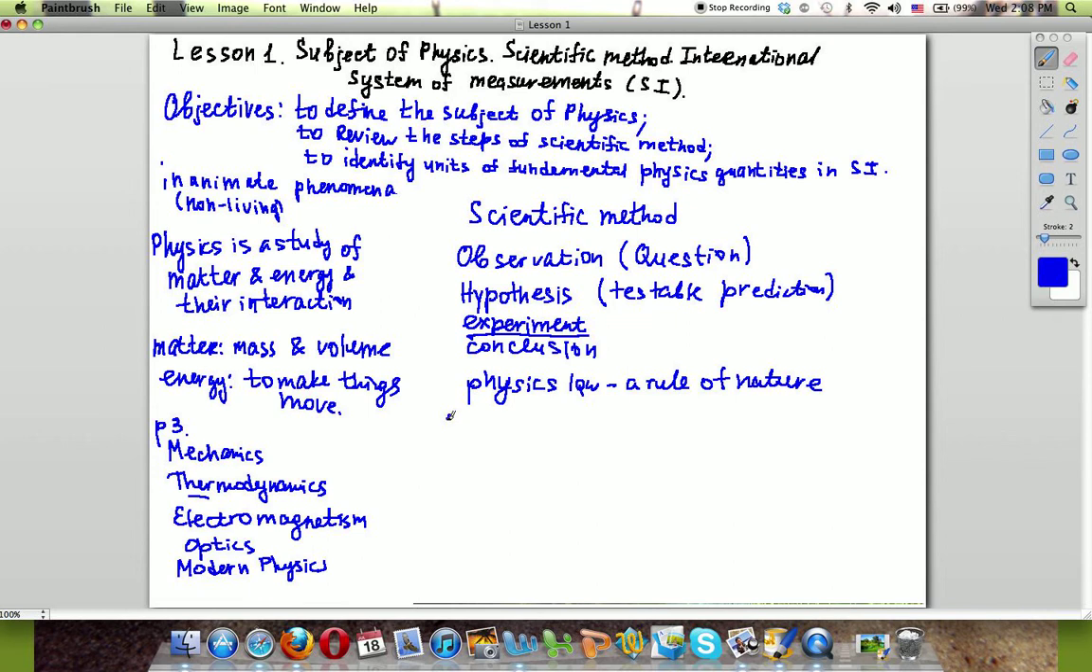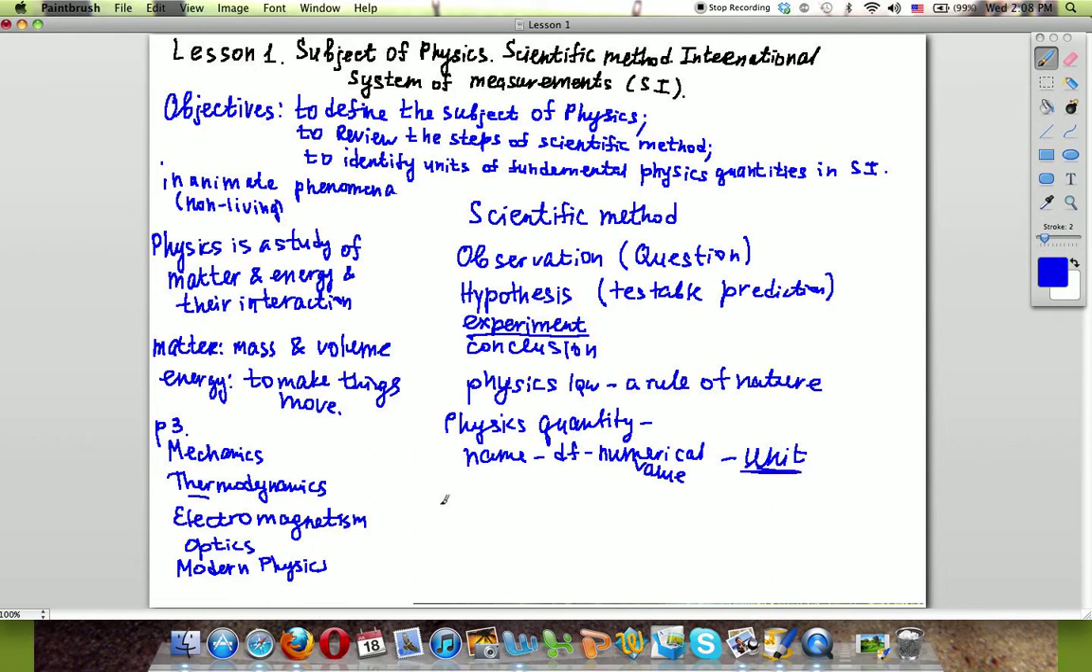So any physics quantity has a name, definition, numerical value, and unit. Unit is very important, it's essential, it contains so much information.